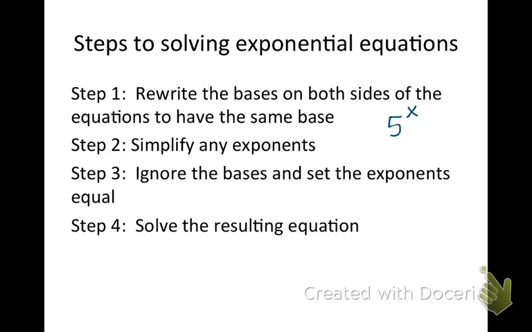On step 3, we're going to have something like this where the bases are the same, and then maybe two different exponents. We're going to ignore the bases, so we're going to ignore the 5s, and we're just going to set our exponents equal. The reason we're doing that is because, say we have 5 squared equals 5 to the x. Well, if I'm wondering what x is here, it has to be 2. If the bases are the same, the exponents have to be the same. That way we can just ignore the bases and put the exponents equal.